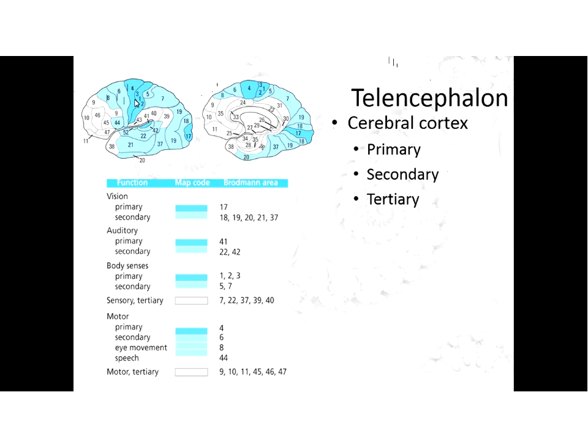So this is another way that we can divide the cortex and talk about it in terms of processing: gathering information, higher level processing, integration in terms of multiple sensory systems, and then starting to send that out to control movement.